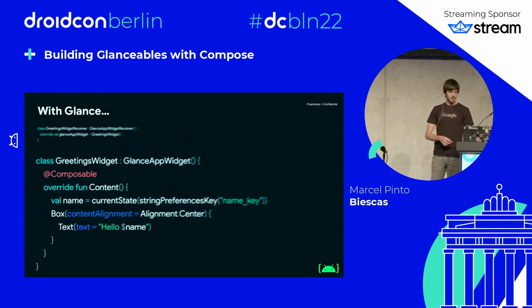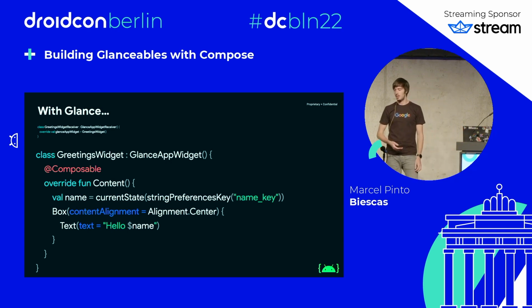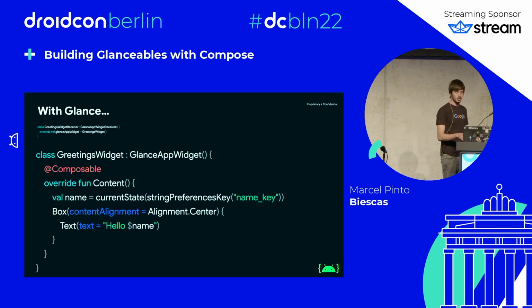This instance then forces you to implement a composable function, Content. This is the entry point for your widget UI. Here's where you can provide your definition of the UI using Glance. In this example, we simply get the name that we want to display from the state, and then we display it inside a Box that is centered, with the text.